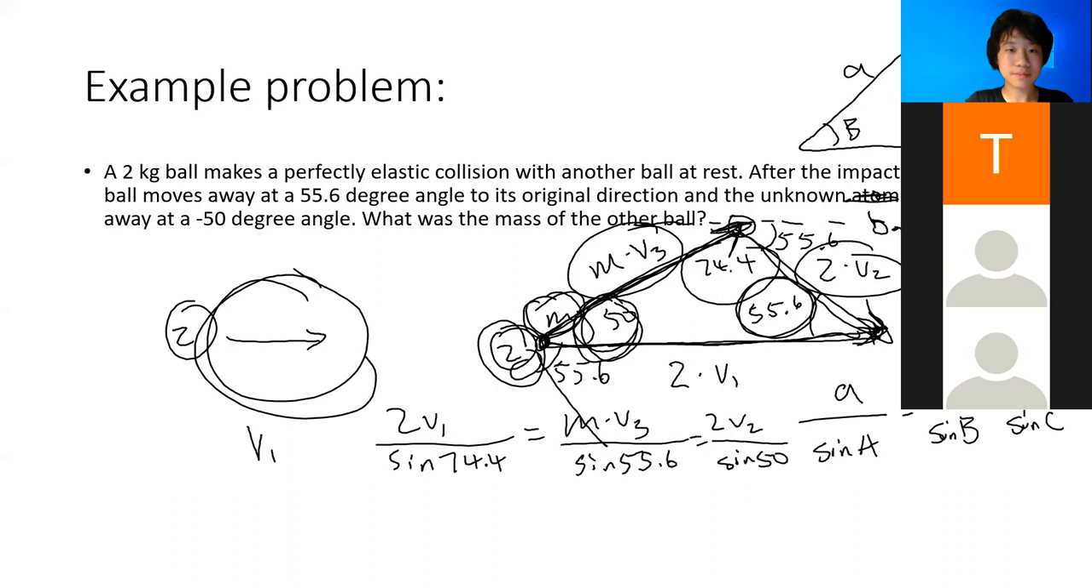We can use the conservation of energy here. The problem is that for a 2D elastic collision, the nice equation we had, v1 minus v2 equals v2 prime minus v1 prime, doesn't work.